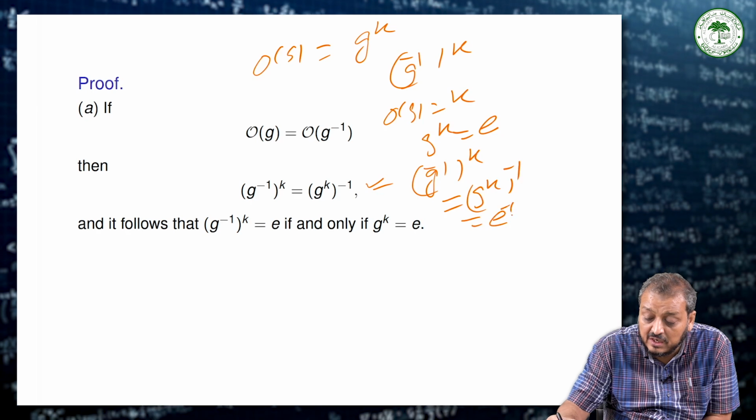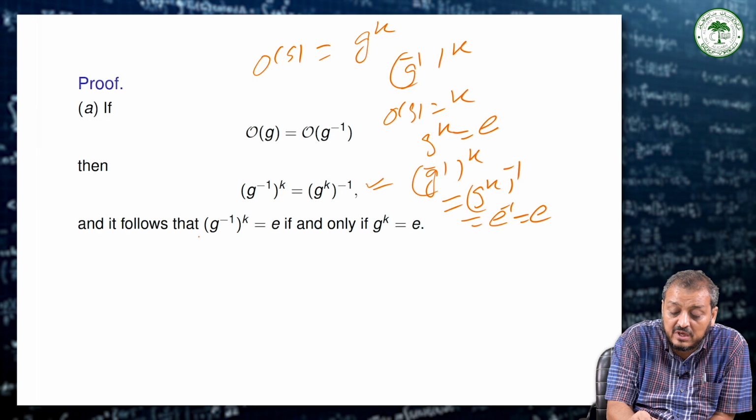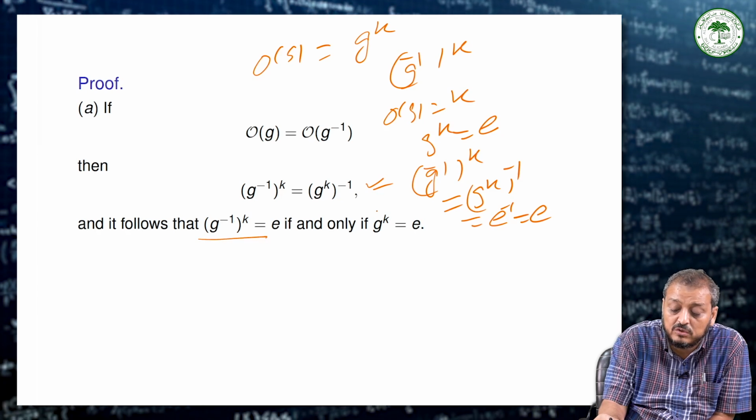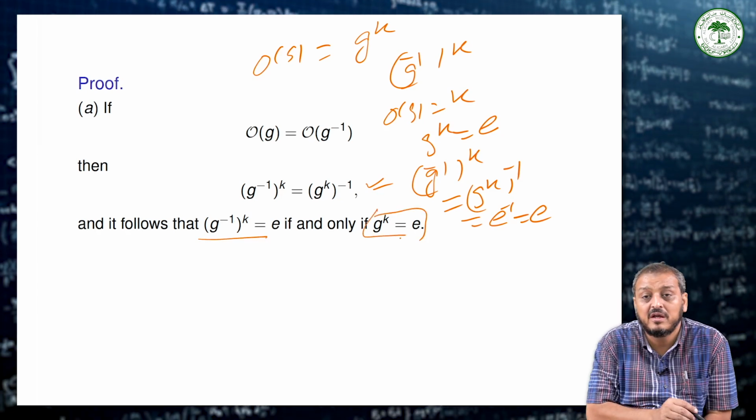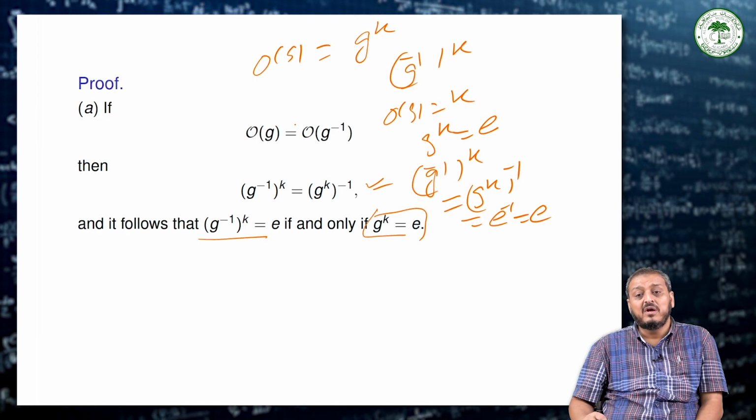So this means identity inverse is equal to identity. So in this case, g inverse to the power k is also identity. So g to the power k is equal to identity. So we can show that the order of g is equal to the order of g inverse.